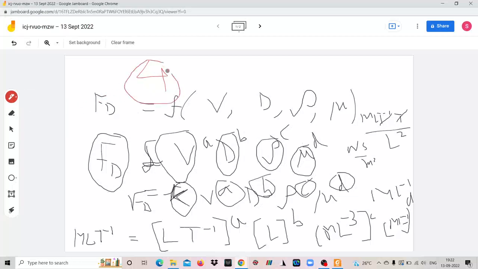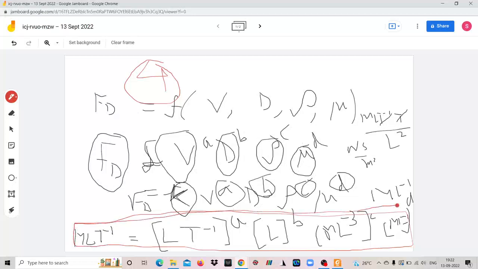Now, if we completely decompose these variables in terms of their fundamental dimensions, that is m, l, and t, are we getting 4 equations? No, only three. So that is the problem. That's why Rayleigh's method is suitable only when the number of variables is very small.